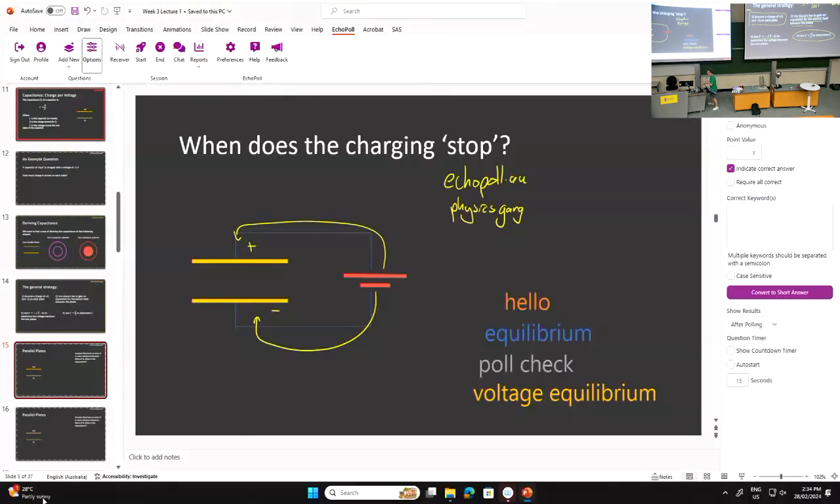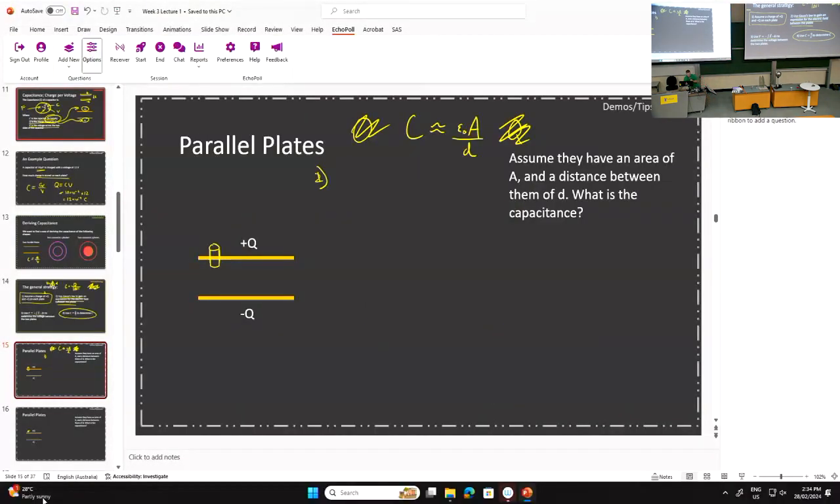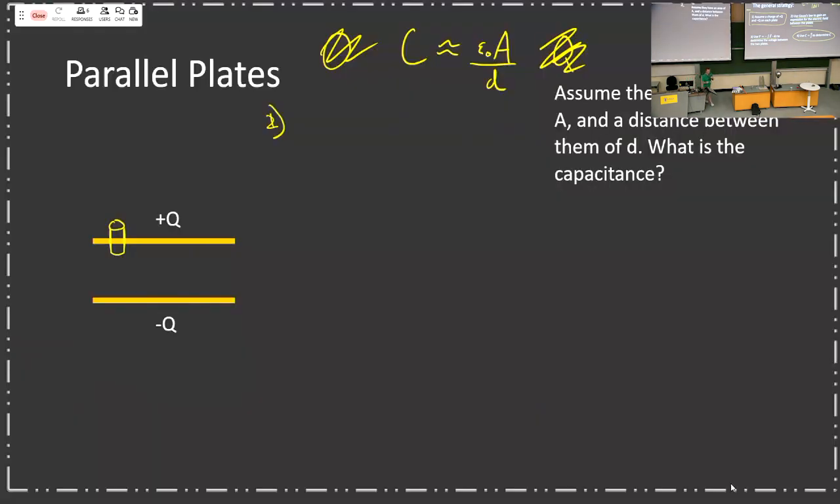Why does the computer hate me? That's the question I should put on Echo Poll. Why does the computer hate Tom? Anyway, we'll go back. So what I'm trying to do is change the color. And it seems like every time I try that, it breaks.